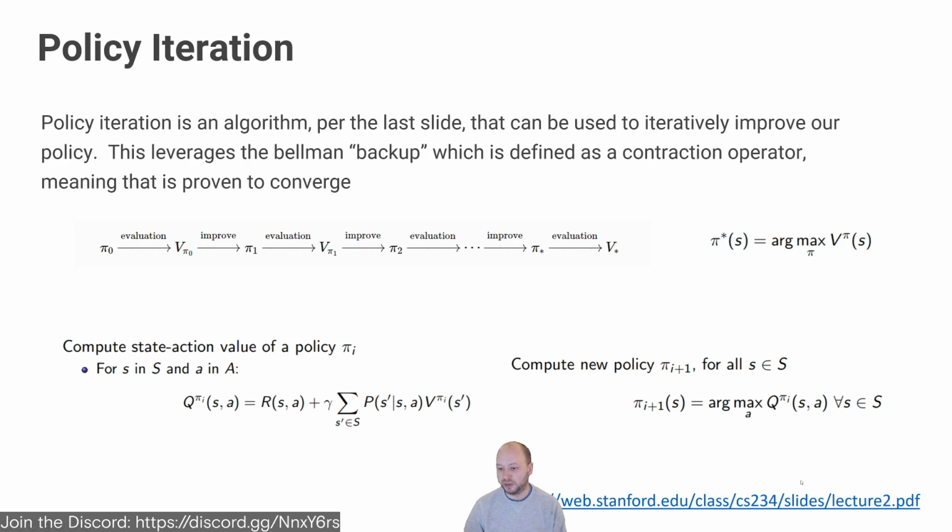And if you're interested in the proof, I really recommend checking out this lecture, CS234. It's on YouTube for free. Check it out. They do a great job of explaining how the Bellman backup contracts and guarantees that at convergence you get an optimal policy.